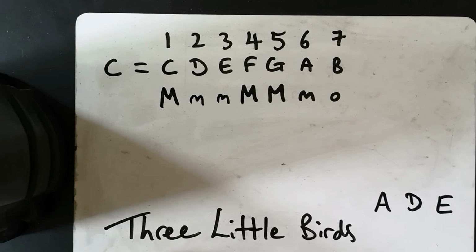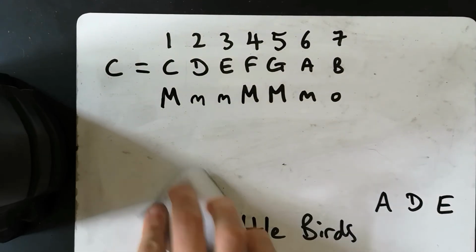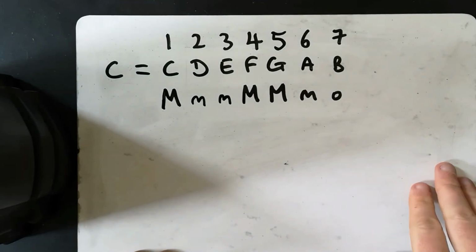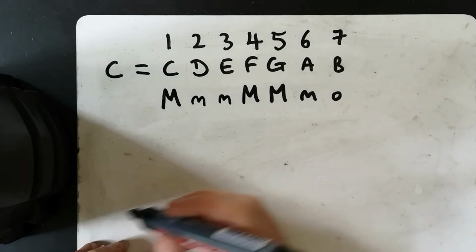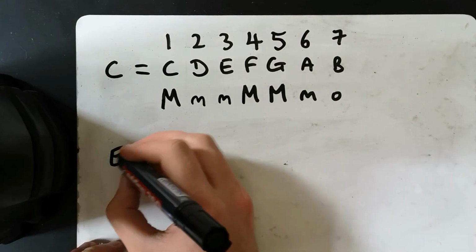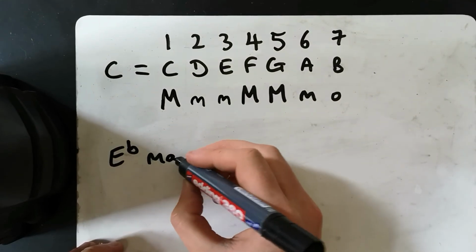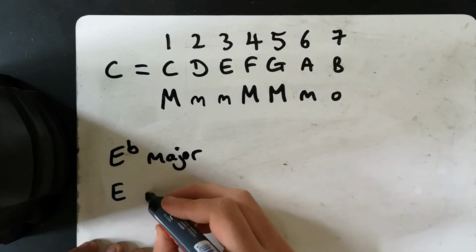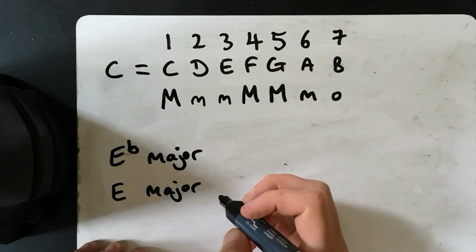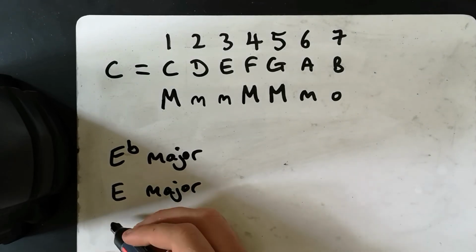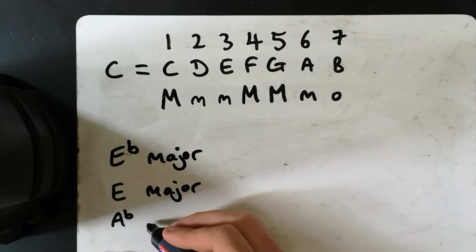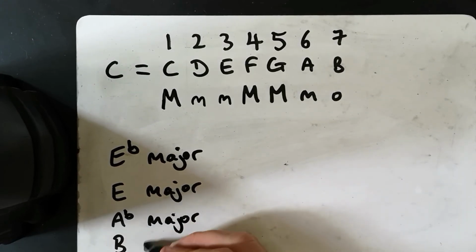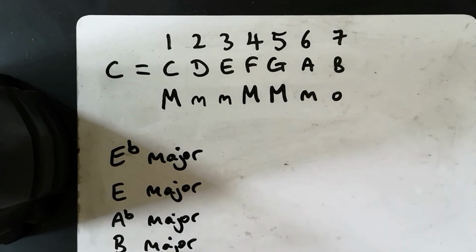So what I'm going to do now, the next exercise I want you to do, is I'm going to give you a few more major key signatures I want you to work out. I want you to work out E flat major, E major, A flat major, B major. I want you to work out those 4.